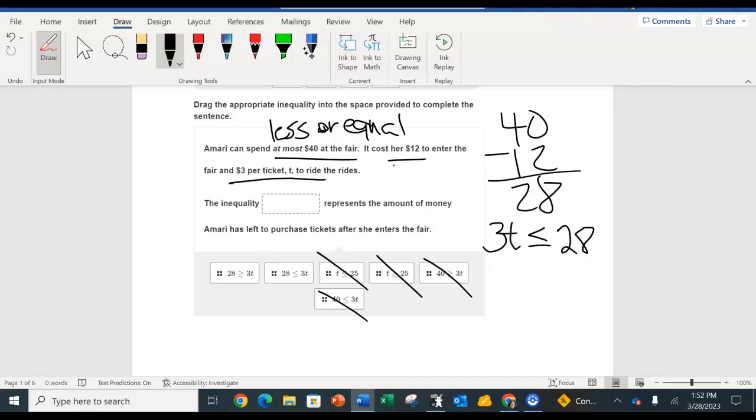So we have 2 here. We have to look carefully at the signs. So this one has the 28 on the left and the 3t on the other side. So if we reverse this, it's going to say 28 is greater than or equal to 3t. Okay, so you can go ahead and divide by 3 to figure out how many tickets you could purchase, but they just left it in this format. So that means this one would be the correct answer.